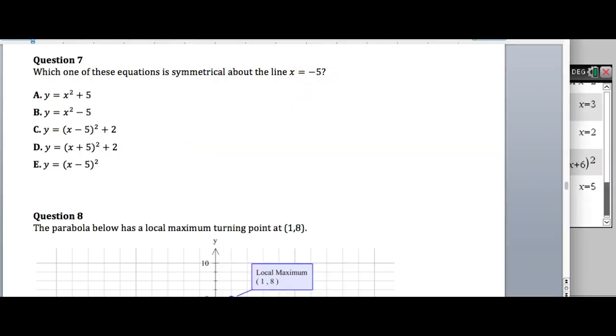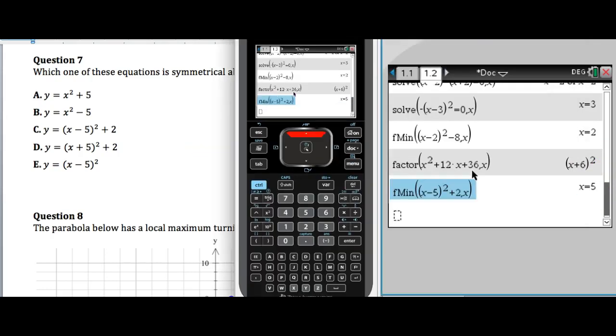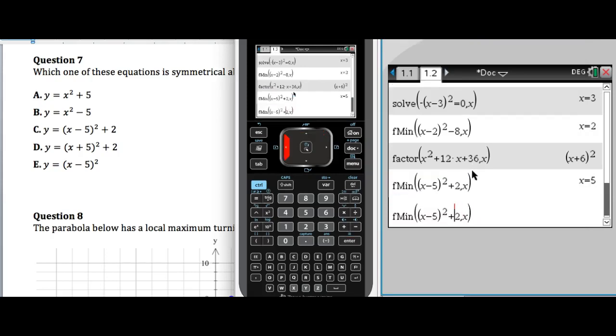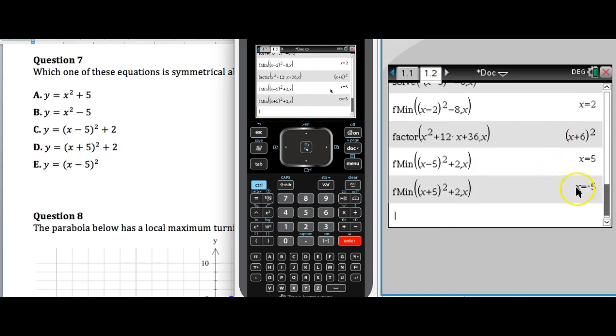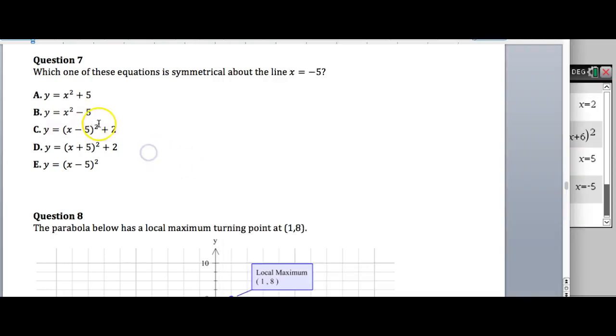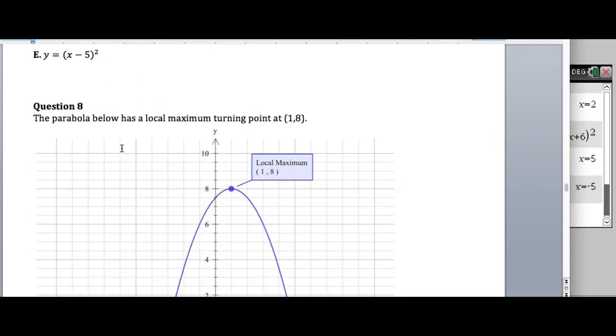I want it at -5. So I can just obviously scroll up and press enter. The only thing that had changed is this positive, and then I've got -5. So use your calculator effectively. Graphing each one is not the most efficient way of doing it. So think about what it could be and then go from there.